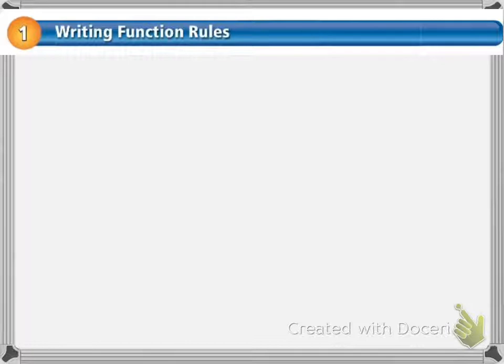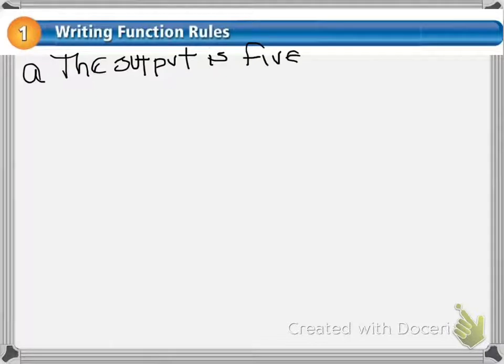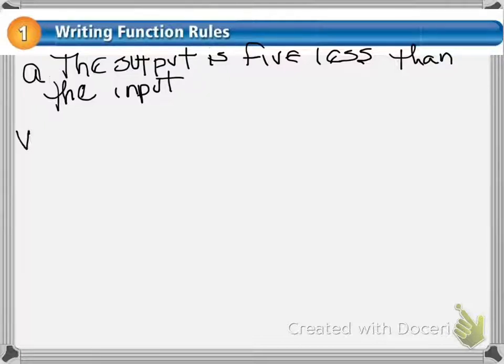Okay, number one, writing function rules. So the first one, we want to write a rule for A, the output is 5 less than the input. Okay, so we have the words.